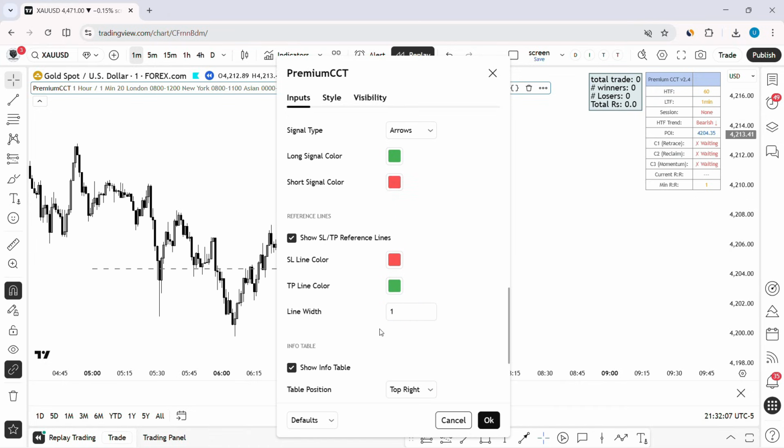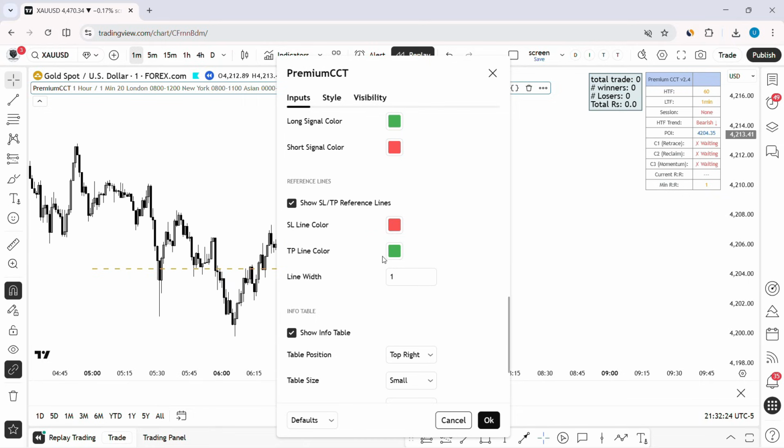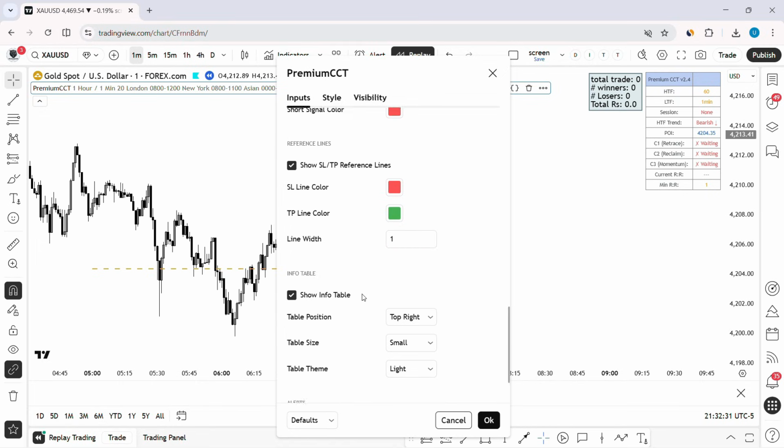After that, we have reference lines section. Here you can select to show the TP and SL lines, or you can uncheck this if you don't want to see the SL and TP lines. Then we have coloring options for both and the line width option. Right now it's 1. You can increase this size as well.